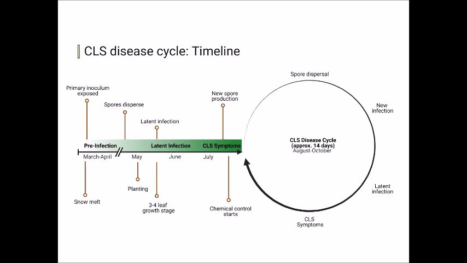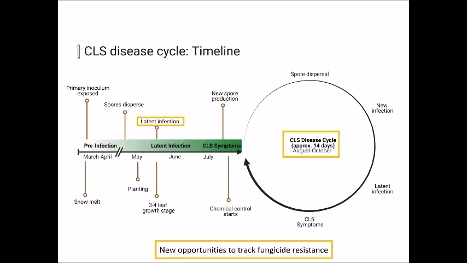So these molecular markers that we have now give us an opportunity to take a peek into these different time points along the disease cycle to see how fungicide resistance is developing and changing, and also, specifically with latent infection, to really pinpoint the start of infection in the year.